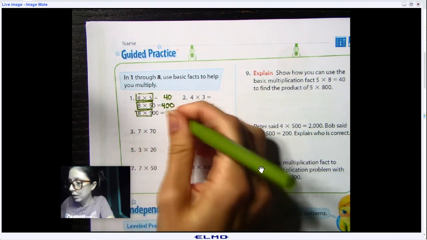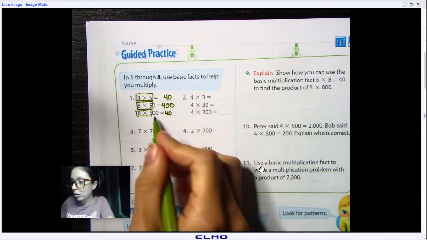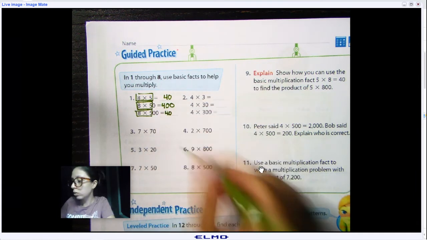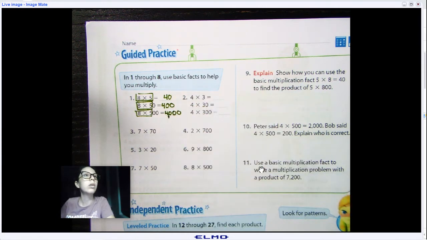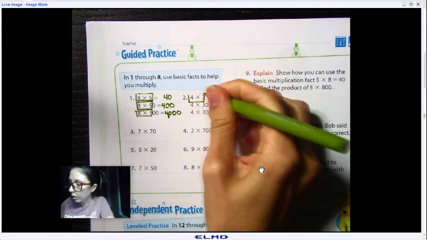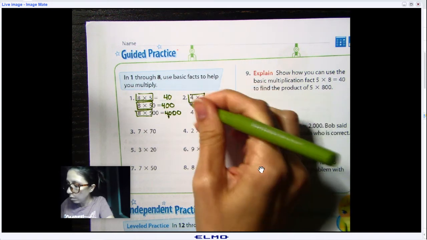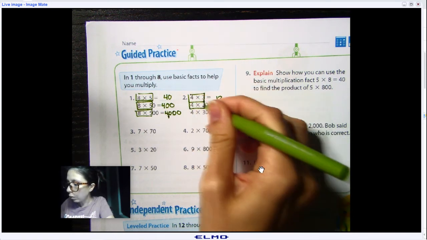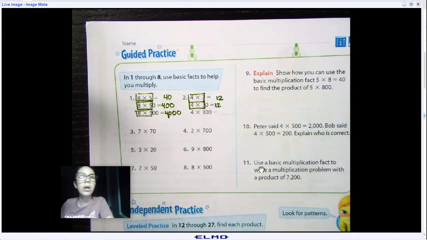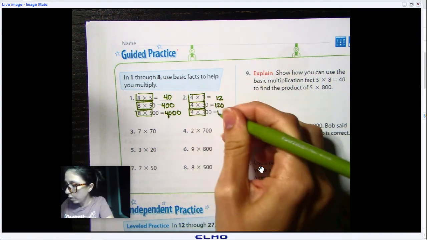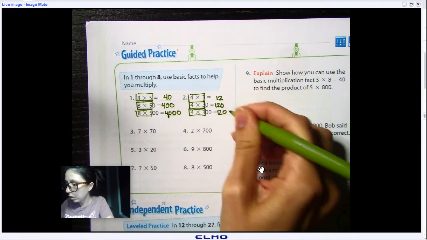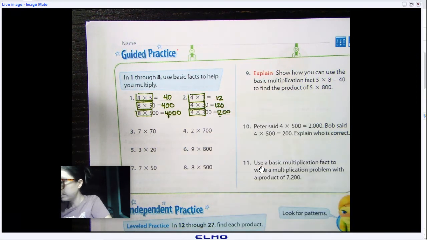Again, box your numbers, your digits that are not 0. 8 times 5 is 40. And how many zeros do we need to add at the end? We've got 2 extra zeros. Add those 2 zeros. And don't forget your comma. Your answer is 4,000. Okay. 4 times 3 is 12. Box your digits that are not 0. 4 times 3 is 12. And we're going to add 1 extra 0. 4 times 3 is 12, and we're going to add 2 extra zeros, and don't forget your commas.